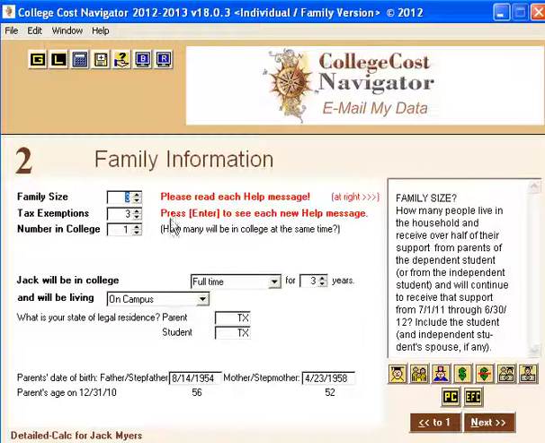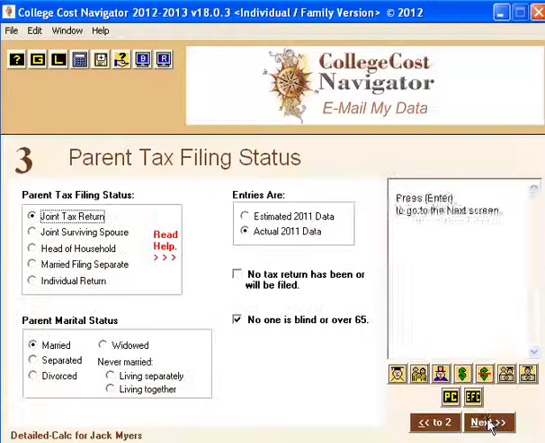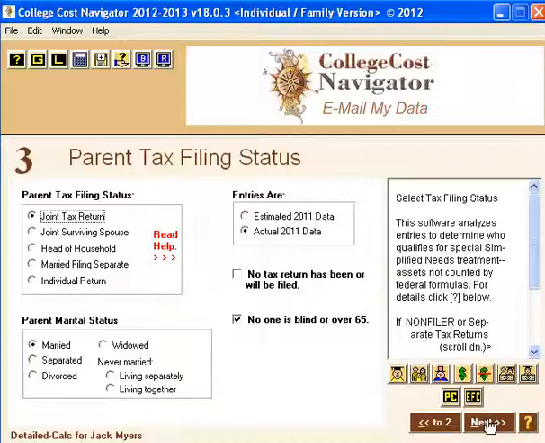The family information, again, over to the right, everything you need to know. And by the way, down here to the lower right, these are icons that you can actually use to jump between screens. But the first time you go through, you should just go through and answer the questions. The third screen deals with your tax filing status.